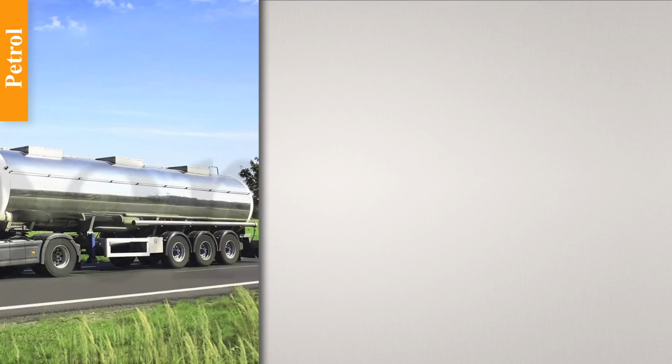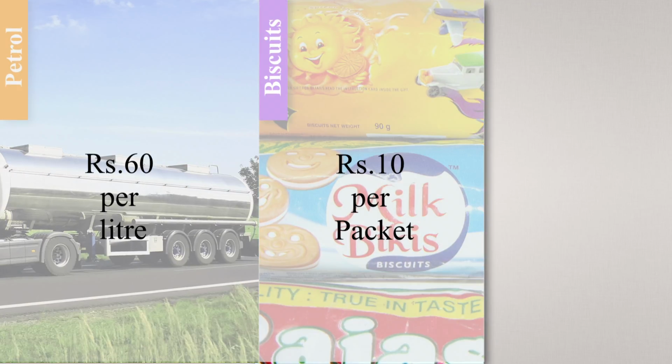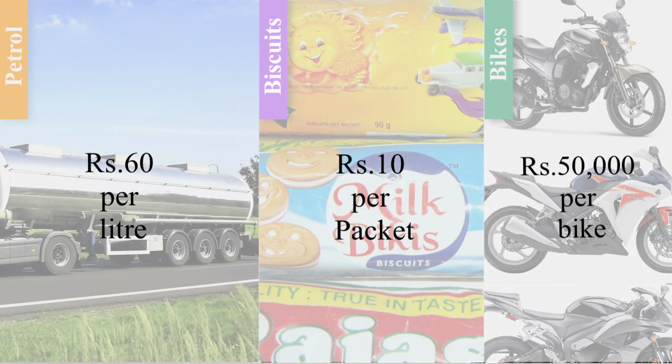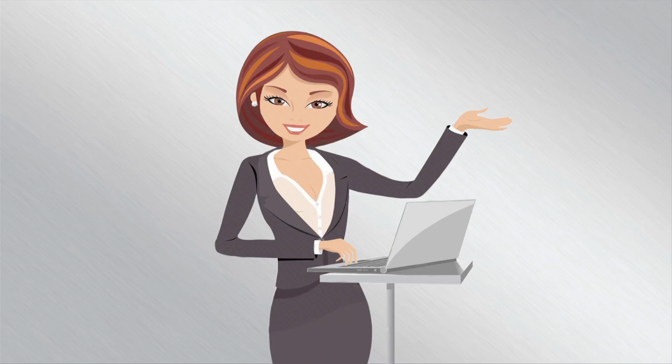You have seen unit prices, such as 60 rupees per liter of petrol, 10 rupees per packet of biscuits, or 50,000 rupees for your new bike. Have you ever figured how much something costs given the unit price? Yes? Then you have used ratio and proportions. You've used ratios or rates and proportions all your life. Let us now learn a little more about ratio and proportions.